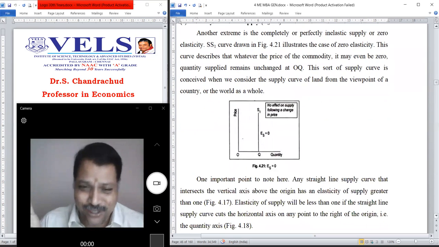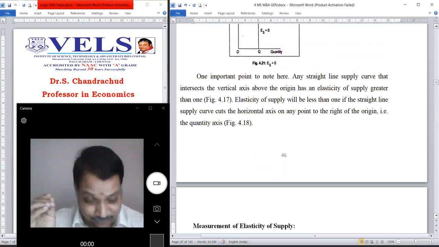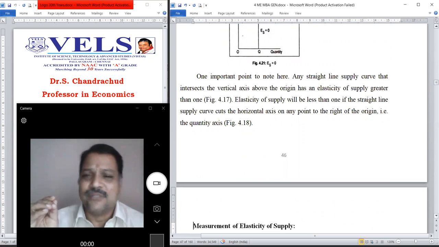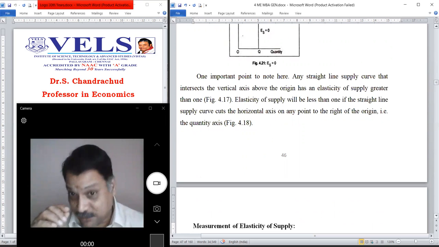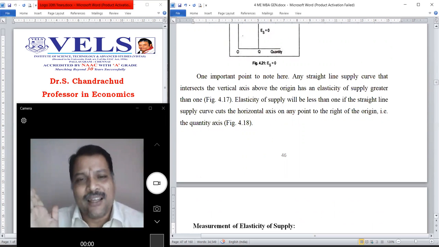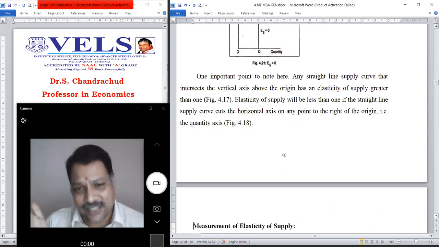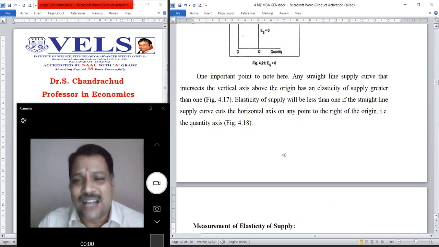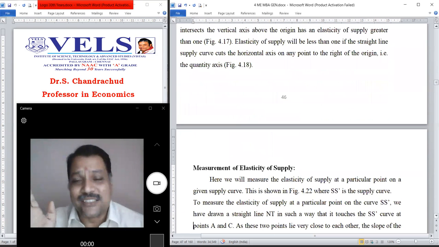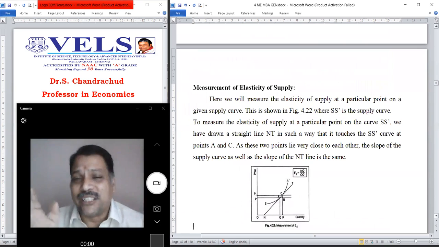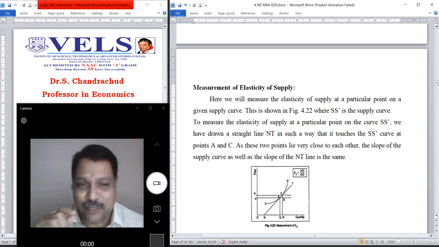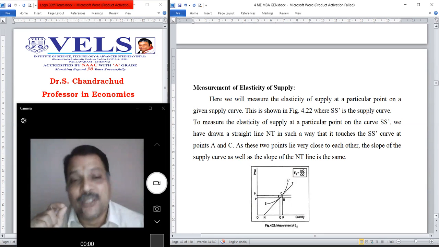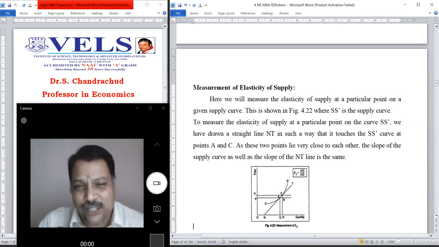One important point to be noted here: for any straight line supply curve that intersects the vertical axis, the elasticity of supply is greater than 1. The elasticity will be less than 1 if the straight line intersects the horizontal axis. At any point, if it passes through the origin, then it is unitary elasticity. So there are many ways to measure the elasticity of supply. Here we measure the elasticity of supply at a particular point on the given supply curve. See figure number 4.22.